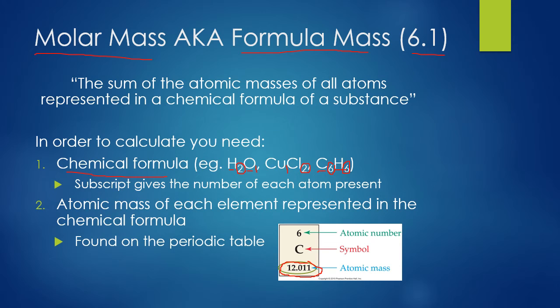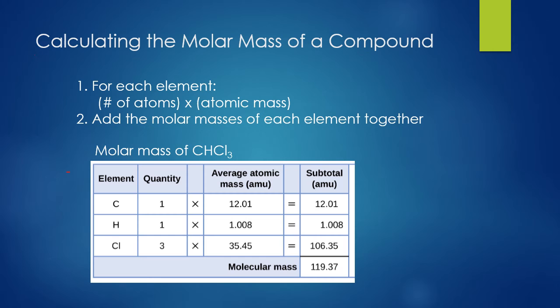So we're going to be using these chemical formulas to help us calculate the molar mass, along with the atomic mass that we can find on the periodic table. So let's look at how this is done. To calculate the molar mass of a compound, for each element present, you need to take the number of atoms, represented by the subscript in the chemical formula, and multiply it by the atomic mass, which you find on the periodic table. Then you add the molar masses of each element together.